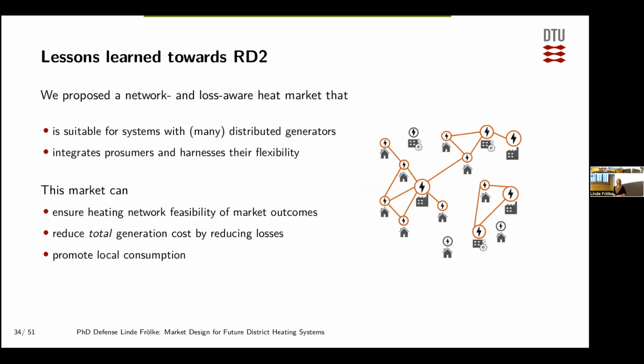We proposed a network and loss heat-aware heat market, where we focused on making it suitable for a system with many distributed generators, and also the integration of prosumers and the harnessing of their flexibility. We show that the market can ensure feasibility and also reduce total generation cost by reducing the losses in the network, and it thereby also promotes more local consumption.